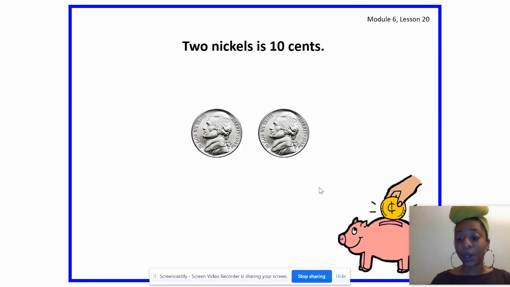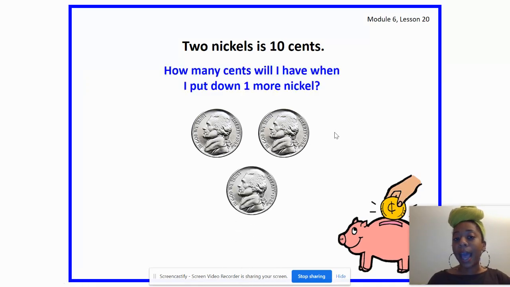Let's look at these two nickels. We just saw that two nickels make 10 cents. Let's count to be sure. What should I count my nickels by? How much is a nickel worth? A nickel is worth 5 cents, so let's count by fives. 5, 10. So 2 nickels is 10 cents.